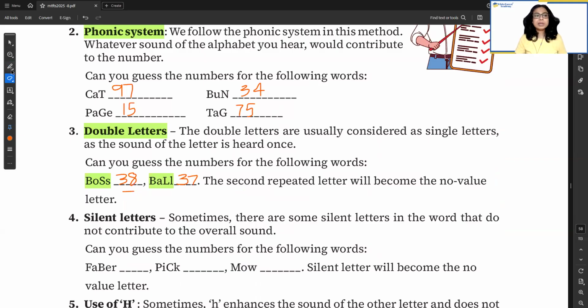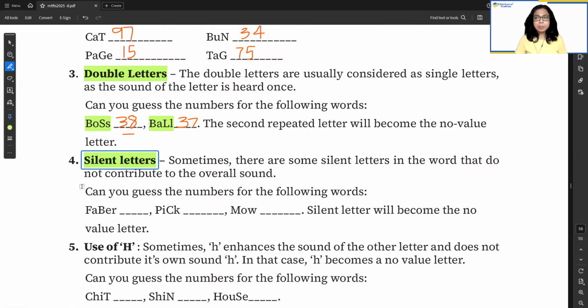Then comes the importance of silent letters. Sometimes in English language, we will write certain words where some letters are silent. They don't contribute in the name. They're just there in the spelling. God knows for what reason, but they're just there. Like we say Faber. R is not being heard. We don't say Faber with an R. It's always Faber. So R is silent. So what is the number?